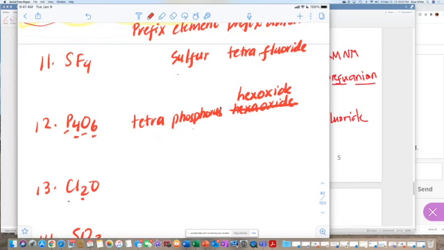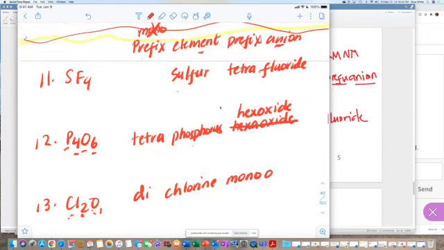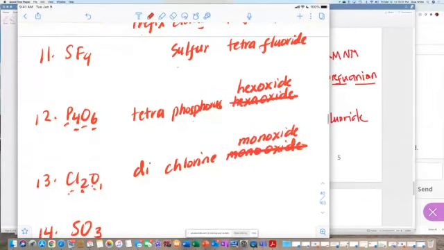This 2 belongs to chlorine, saying 2 chlorines. So prefix, the 2 is di. Chlorine is chlorine because it has to be named as an element, right? And then the second prefix, we're going to use anything we need. This is 1, so it's going to be mono, right? And then oxygen is going to be an anion, so oxide. But remember, we consolidate this and it becomes monoxide. So we're still following that format.